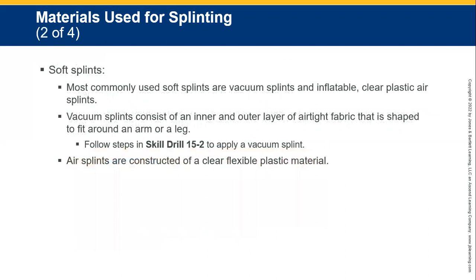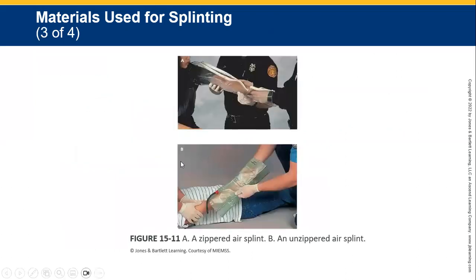Soft splints, like vacuum splints and inflatable ones, and clear plastic. You could even use a pool noodle as a splint. As long as it supports the structure, you can wrap it around like a pillow and stop the limb from moving. There's a vacuum splint. It looks like a giant blood pressure cuff. Just make sure that when you use a vacuum splint or an air splint, you don't overinflate and block off circulation.